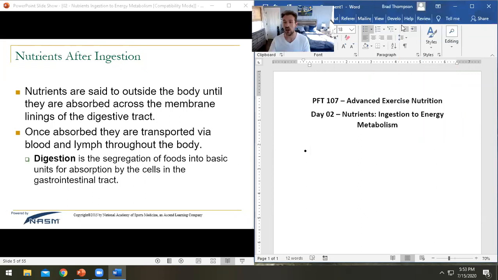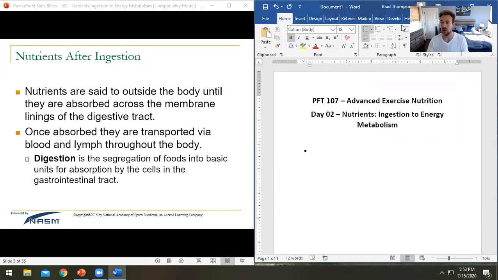So once our nutrients are absorbed, they're transported throughout your bloodstream and also in your lymphatic system, which is basically a series of tubes transporting water throughout the body. That's your lymph nodes and things like that. And then those nutrients are going to get wherever they are going in order to do whatever they need to do.